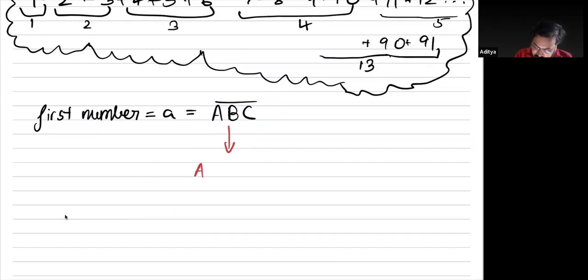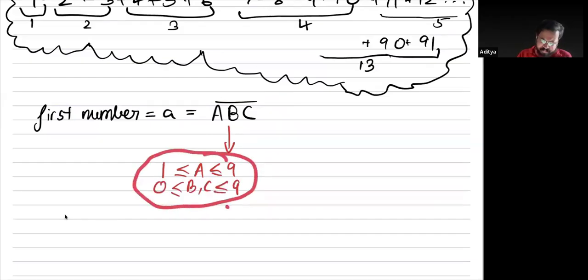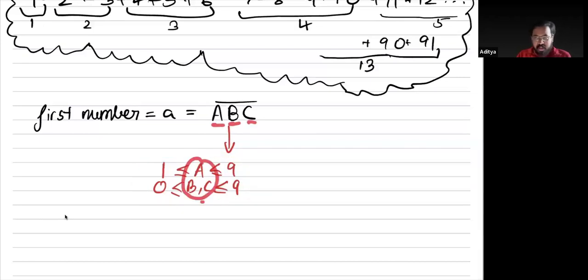A is greater than or equal to 1 and less than or equal to 9. At the same time, B, C are greater than or equal to 0 and less than or equal to 9. These are certain restrictions I get on my numbers A, B, and C. And since they are digits, they can only be integers. You have to keep all of this in mind while solving.